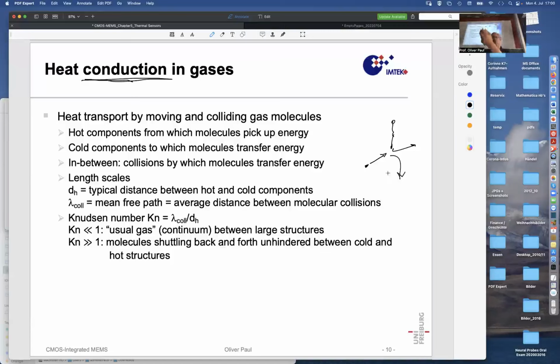This is happening 10 to the, I don't know how many times in this lecture hall per second. You can calculate that. The nitrogen molecules travel for a distance before they collide. Do you have an idea how far a gas molecule travels before it collides? On average, the mean free path of a gas molecule, what would you guess? Centimeter?